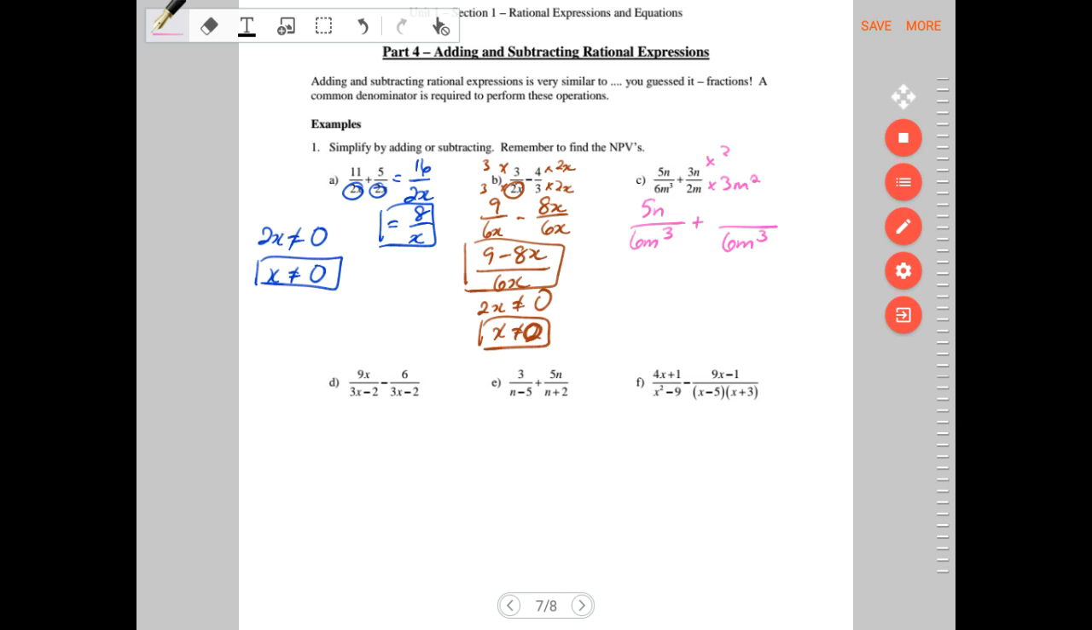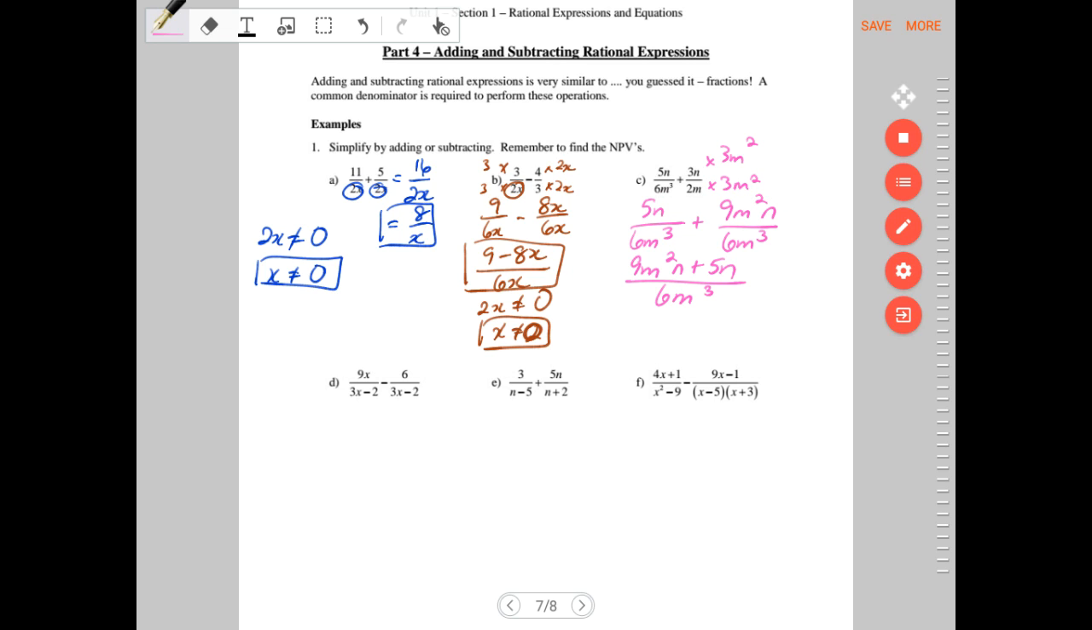Do the same thing to the top then. So 3 times 3 is 9, m squared n. Good. Now I have the same denominator. I can add the numerators. Again, they're not like terms, so I'm just going to write them. And again, with addition, the order does not matter. So I can write this one first, or I can write that one first.